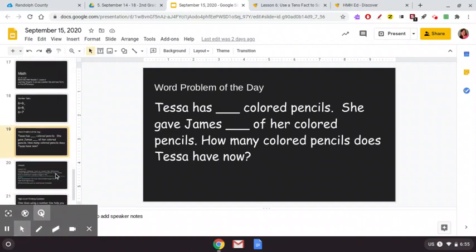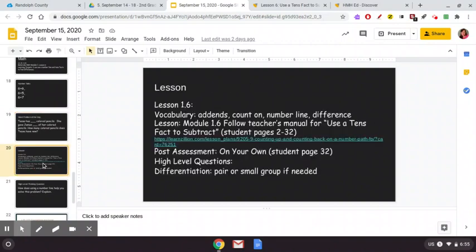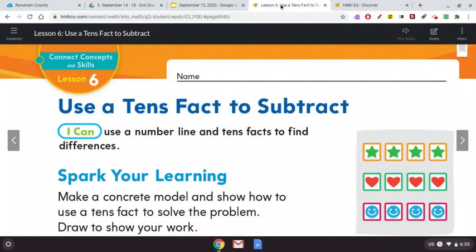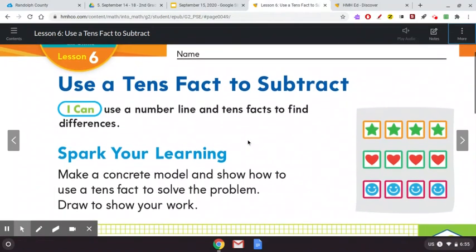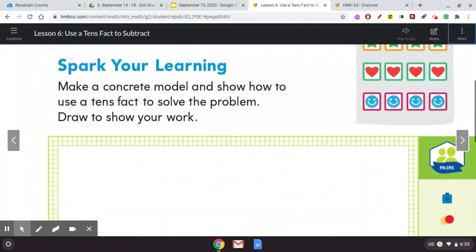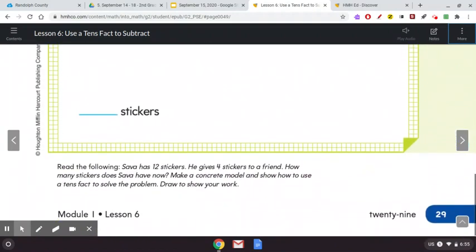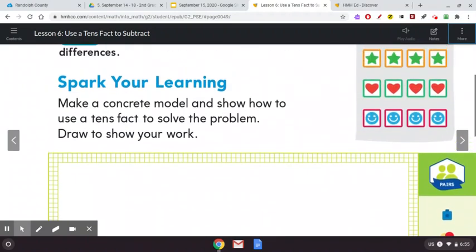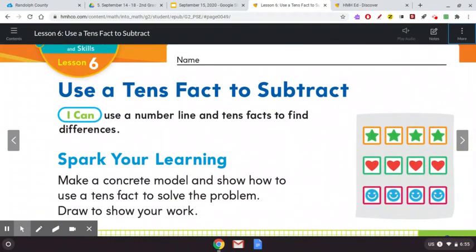Okay, so the next part of our lesson, we're going to be in our math workbook. So we're going to be doing use a tens fact to subtract. So I'm going to flip over to this page. Okay, so you should be on use a tens fact to subtract, and that is on page 29. So I want you to find page 29 in your workbook. Okay, once you found it, we're going to get started.